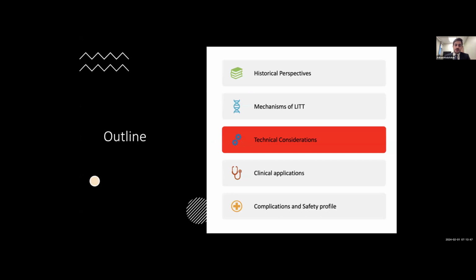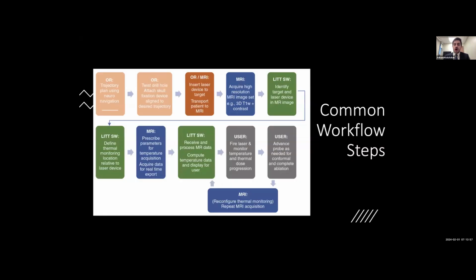So I want to give also now a brief explanation of how do we use LITT? What does that entail? What's the workflow looking like for using LITT? So this is a common workflow that includes different aspects. So first, when the patient is in the OR, we start by the trajectory planning using our neuronavigation system, and then afterwards we go ahead and drill the hole in the skull, attaching the fixation system. And I'm going to give a detailed explanation of each of those steps.